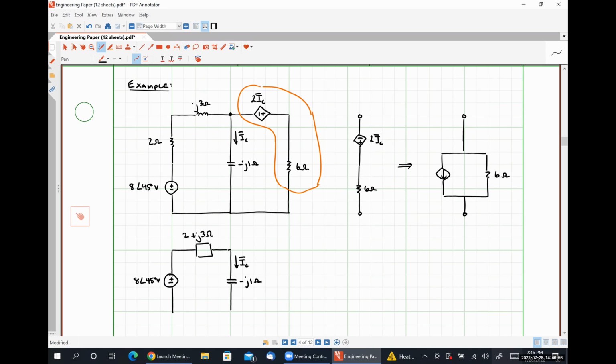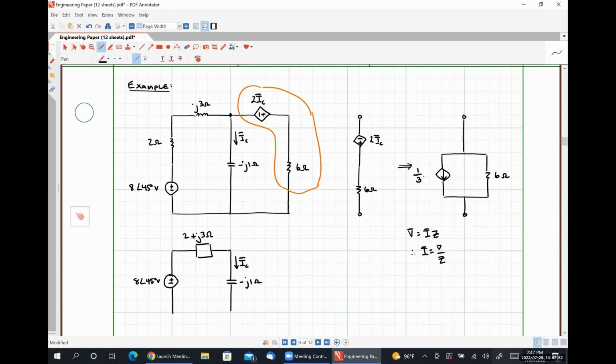So using effectively just Ohm's law to remind us what to do, we know that voltage is equal to current times resistance. And so current is equal to voltage over resistance. Or in this case, since we're working in the frequency domain, let's use impedance specifically. Even though we're using a resistor value, it'll still be okay. So from this relationship, my current will be 2IC divided by 6, or 1/3 IC.